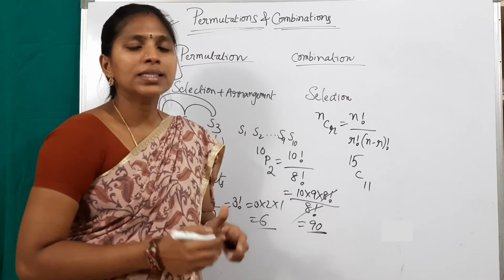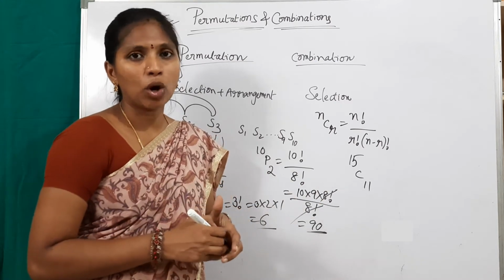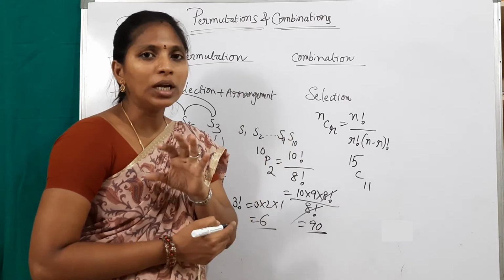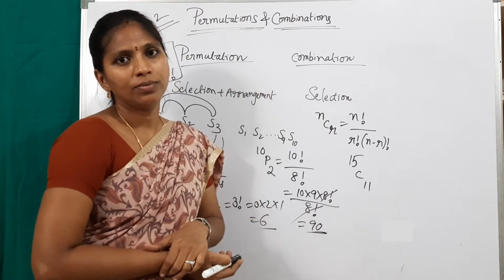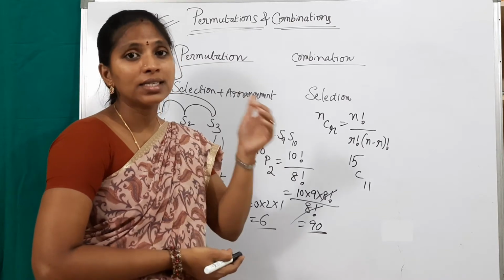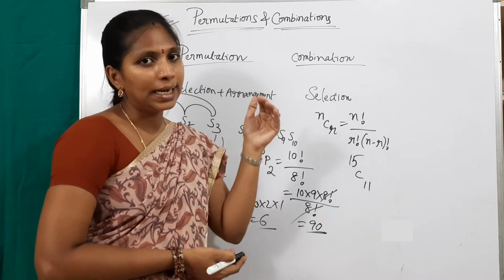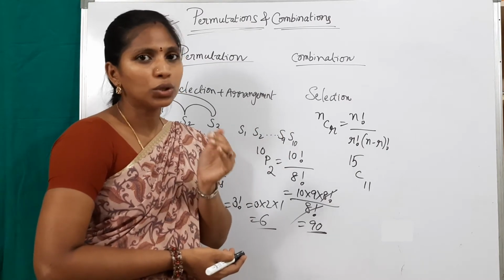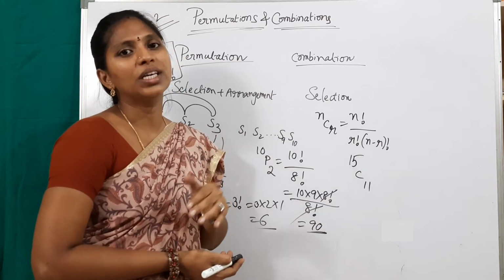Another example is, in a basket there are 10 balls. From those 10 balls I want to pick only 2 balls. Then 10C2 is the result. How many balls are there? 10 balls are there. How many balls do I want to select? 2 balls. So 10C2 is the result.